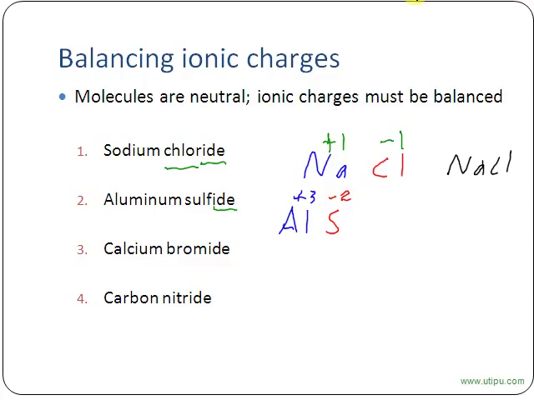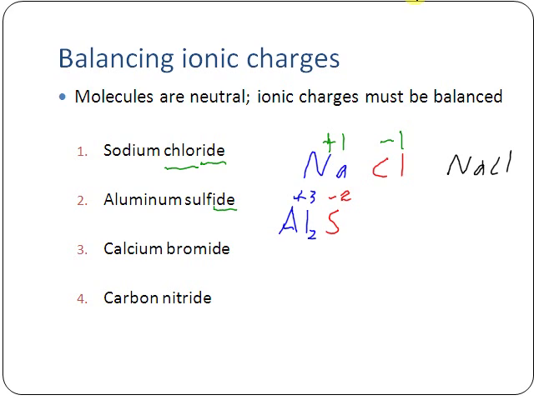And so what number will both evenly divide 3 and 2? The least common multiple between 3 and 2 is just going to be 6. So how many aluminums do I need to have a total of +6 if each one is +3? I need 2 of them, because 2 aluminums times the +3 gives me a total of +6.